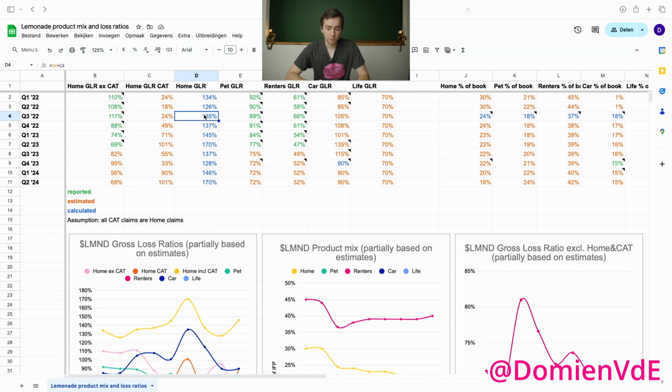These blue numbers here, those are calculations, okay? So in this case, the total home gross loss ratio is calculated by taking the home gross loss ratio without the CAT claims and then adding the CAT claims. And we are making the assumption that all CAT claims are home claims, right? So no CAT for car and no CAT for other lines of business. It only impacts home, which is a good first order approximation. So for example, 111% plus 24% is 135%.